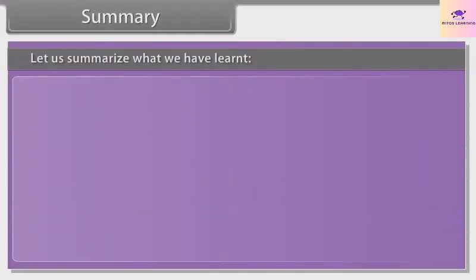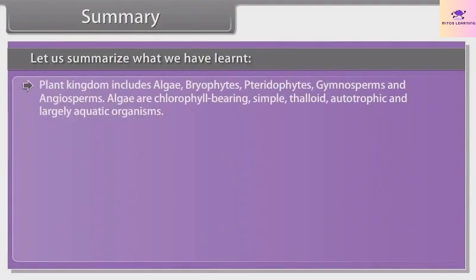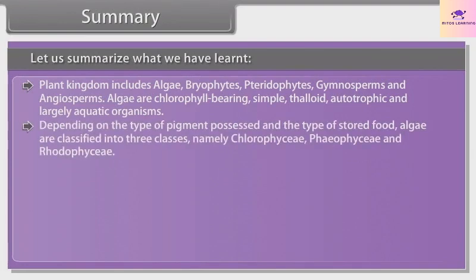Summary. Let us summarize what we have learned. Plant kingdom includes algae, bryophytes, pteridophytes, gymnosperms, and angiosperms. Algae are chlorophyll-bearing, simple, thalloid, autotrophic, and largely aquatic organisms. Depending on the type of pigment possessed and the type of stored food, algae are classified into three classes, namely Chlorophyceae, Phaeophyceae, and Rhodophyceae.